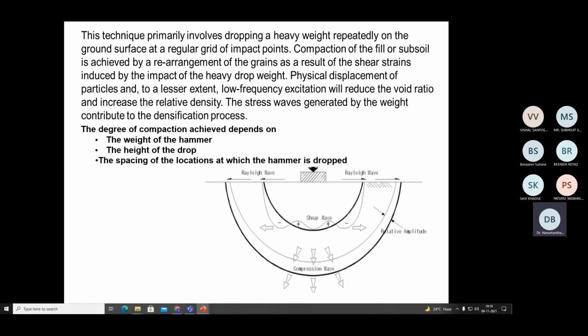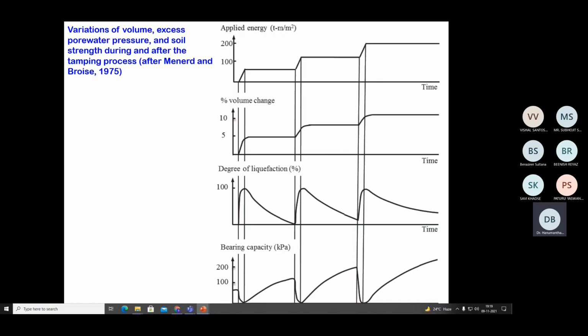However, if you look holistically at the overall ground, then you also need to take into account another important factor, that is the spacing. Spacing also affects the degree of compaction. Now this is one of the very important slides where you can easily understand.